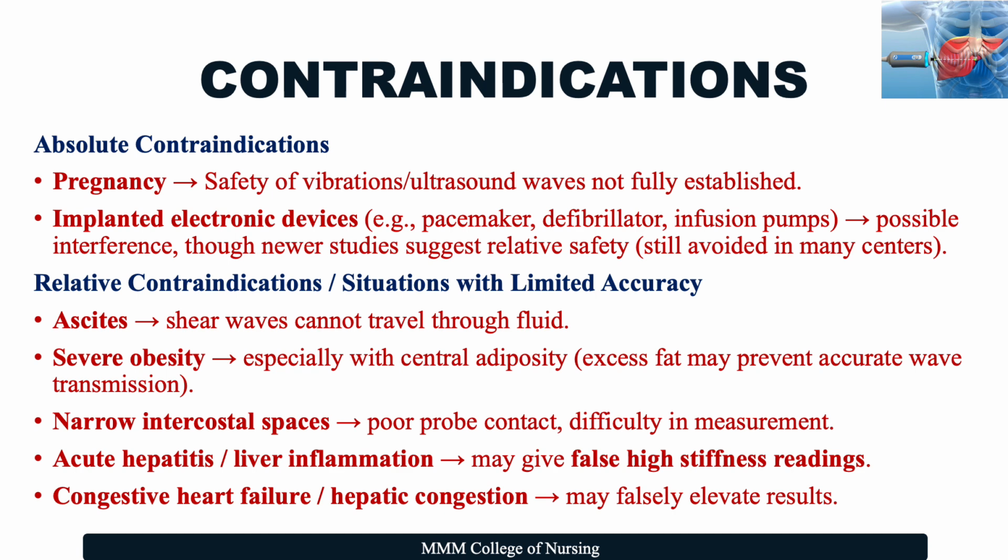The relative contraindications or situations with limited accuracy include ascites. Here, the shear waves cannot travel through the fluid. Then, severe obesity, especially with central adiposity, the excess fat may prevent accurate wave transmission. Then, narrow intercostal spaces. It will allow for poor probe contact, and thereby there is a difficulty in measurement. Acute hepatitis or liver inflammation may give false high stiffness readings. And in the case of congestive heart failure or hepatic congestion, may falsely elevate the results.